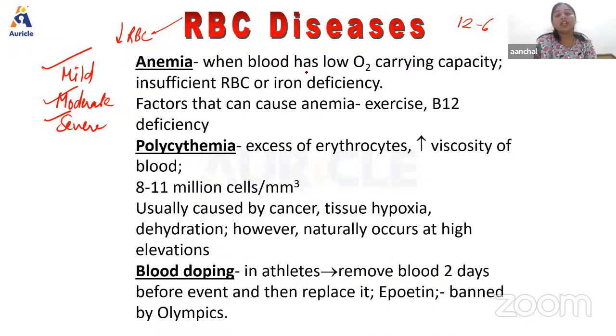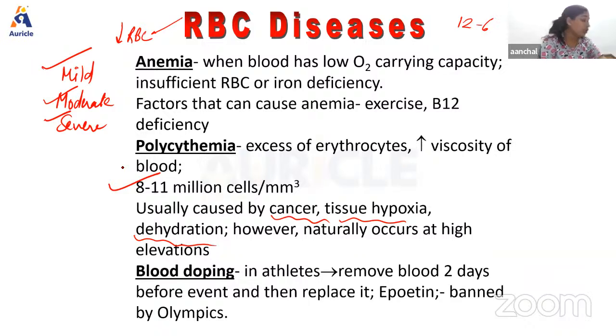So anemia is when blood has low oxygen carrying capacity, due to insufficient RBC or iron deficiency. Factors that cause anemia include vitamin B12 deficiency. Polycythemia is a condition in which there is excess production of erythrocytes and increase in the viscosity of blood, and the RBC count ranges from 8 to 11 million cells. It is usually caused by cancer, tissue hypoxia due to dehydration, and naturally occurs at high altitude.